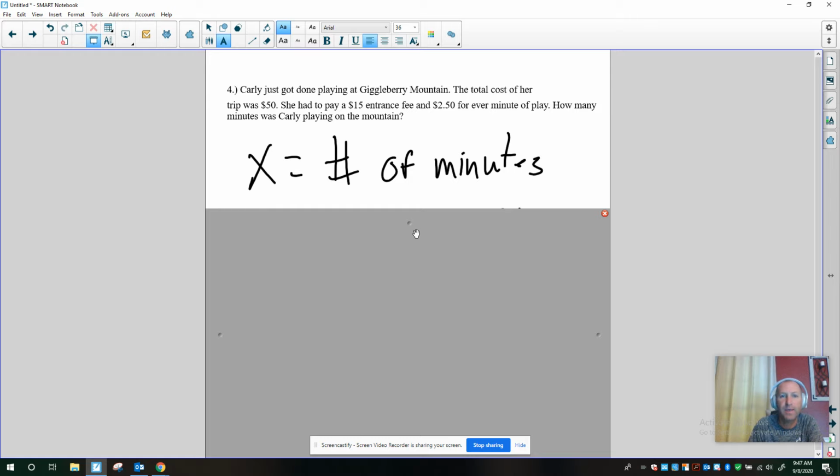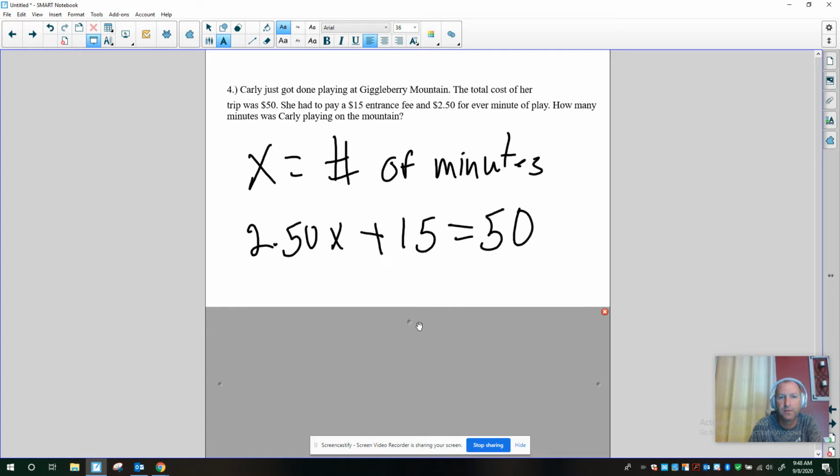Then we have to calculate her cost in a variable expression. So $2.50 times the number of minutes plus her entry fee is going to be equal to her total cost. $2.50 times the number of minutes gives you the per minute fee, plus the entry fee is equal to the total cost.